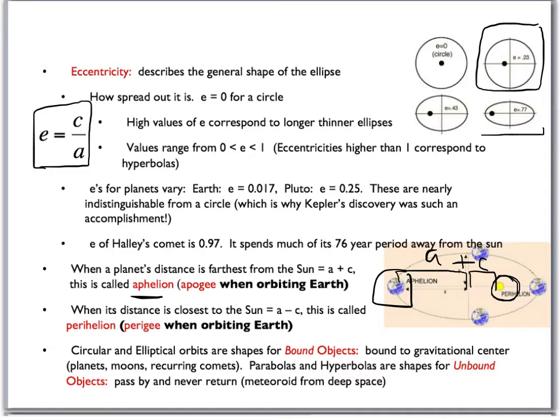Now, when you look at the distance that is closest to the sun, that would be when you are in this position over here, or a distance of a minus c. This is called perihelion, or again, if this is Earth that we were orbiting, we would call this perigee.